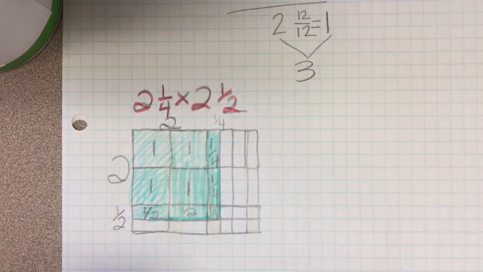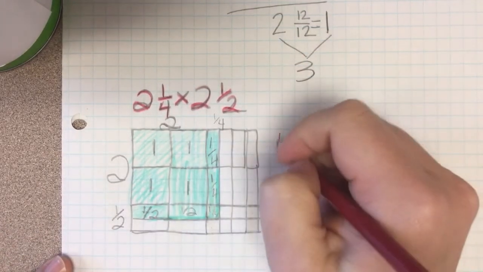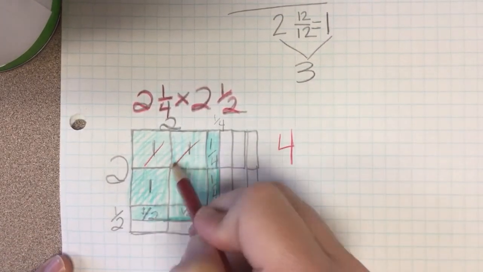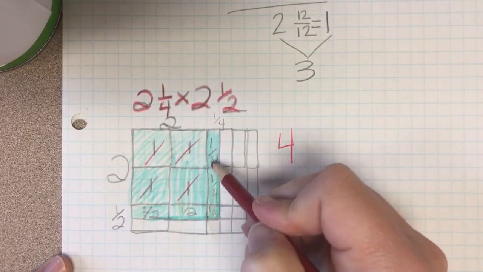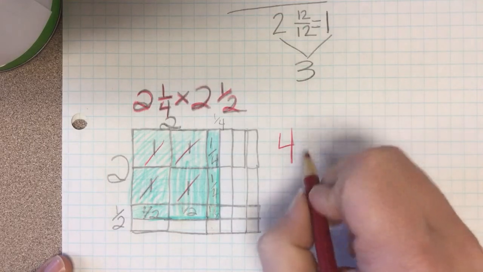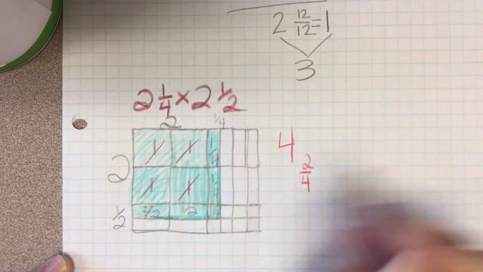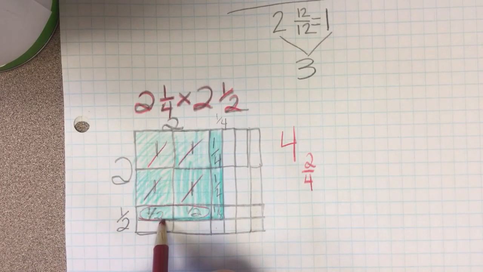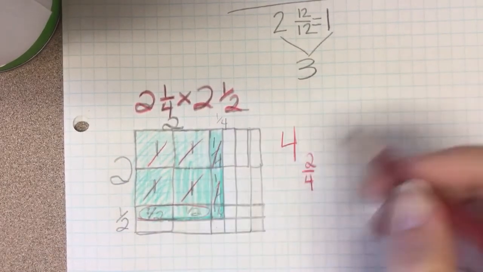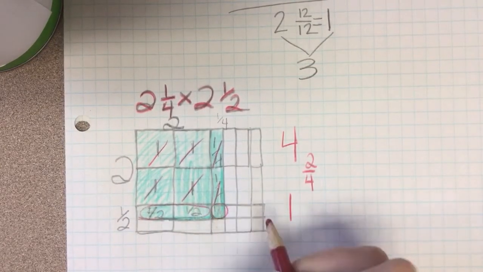All right, now let's count up all my numbers here. I have 1, 2, 3, 4, 4 wholes. I have 1/4 plus another 1/4, and 1/4 and 1/4 is 2/4. 1/2 and a 1/2 make me a whole. And then I had 1/8.